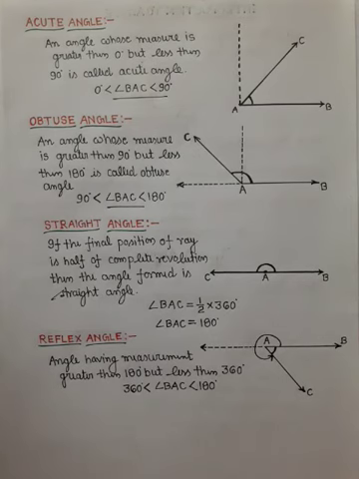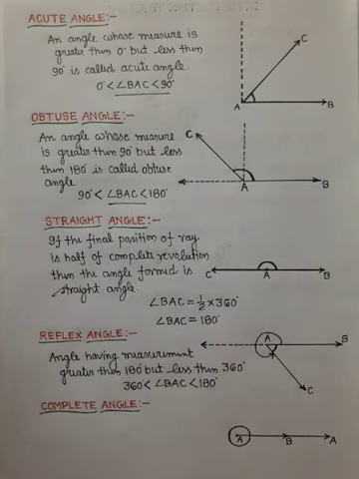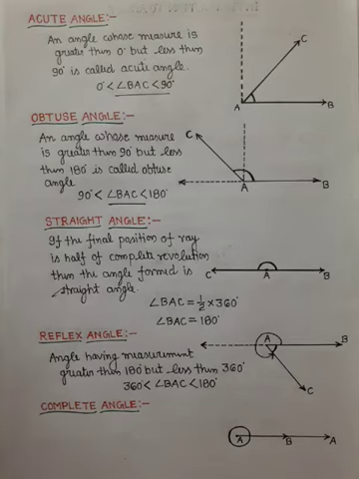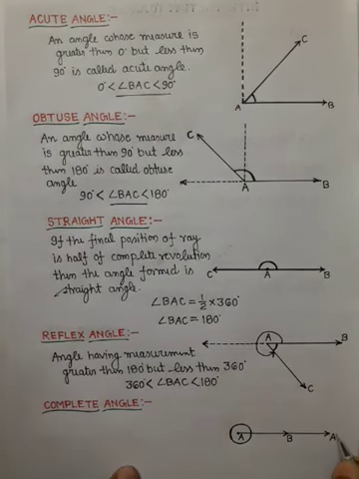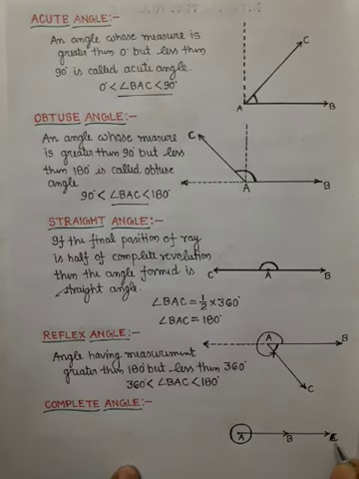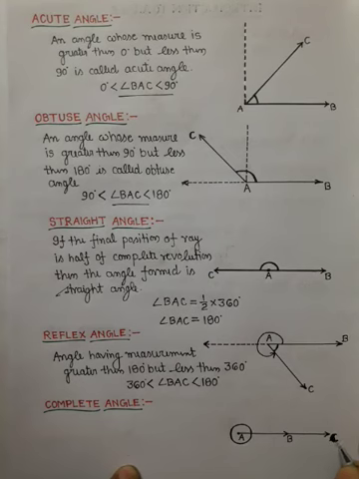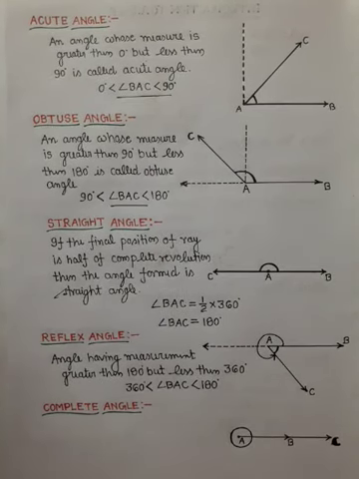So the last angle is the complete angle. What is the basic property of a complete angle? In the case of a complete angle, the ray AB repeats its position, when its initial position is AB and its final position is AC, both overlap each other.